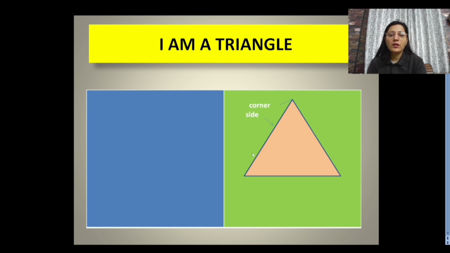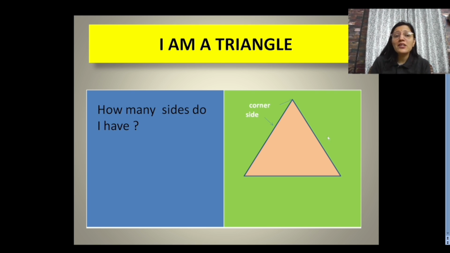Okay. Now, the sides. The line joining two corners is known as a side. In any two-dimensional shape, the line which is joining two corners is known as a side. So the triangle is asking you, how many sides do I have?